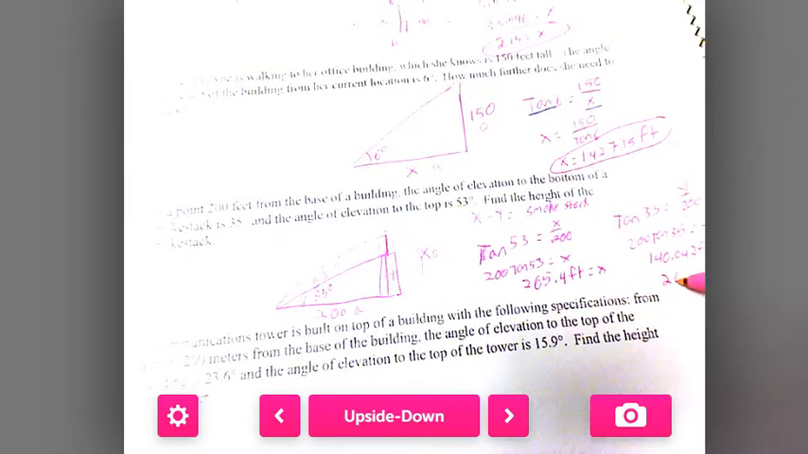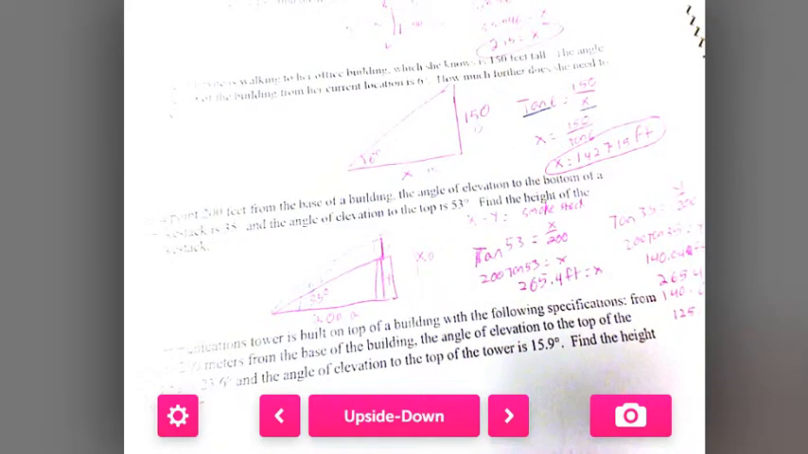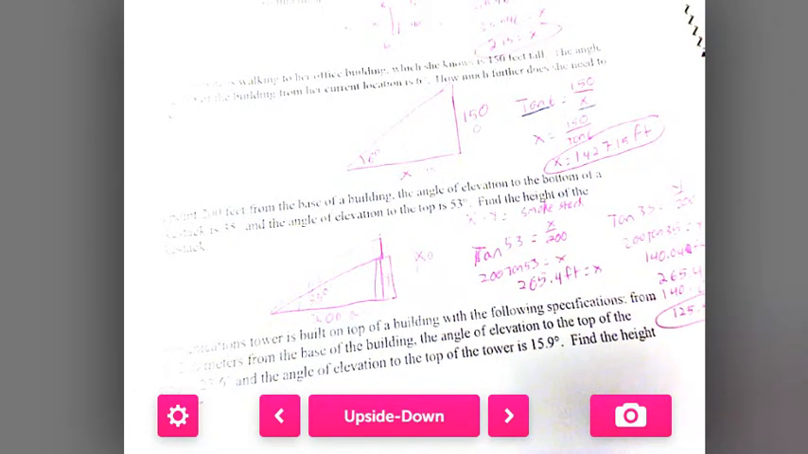And then I'm just going to subtract. I'm going to go 265.4 minus 140.04 is what I'm going to put. I don't need that 2 at the end. So just this minus this. And I get 125.4 is the height of my smokestack. Okay.